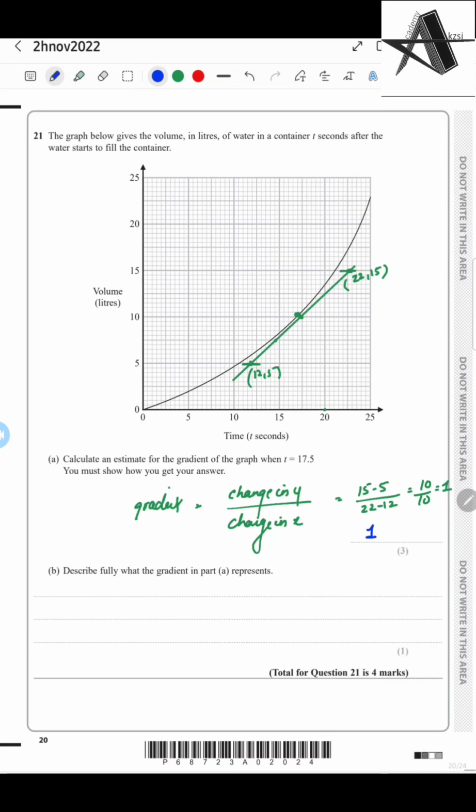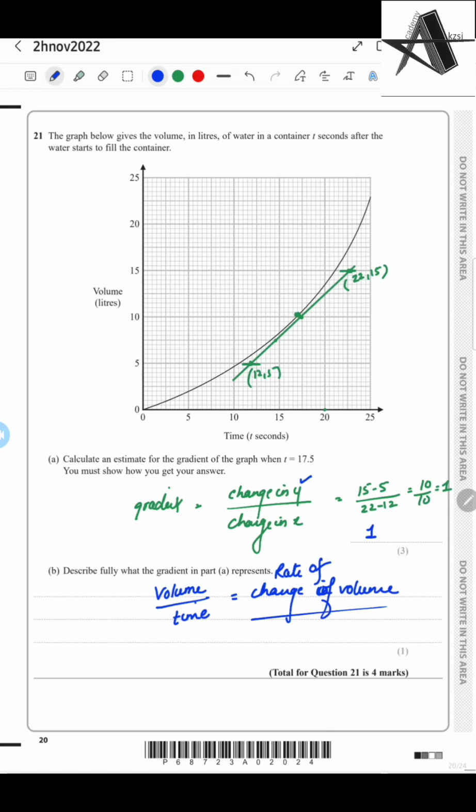Next is: describe fully what the gradient in part A represents. What does the gradient represent? Gradient is change in y over change in x. What's the value on the y-axis? Volume. Volume over what is on the x-axis? Time. So volume over time tells you about change in volume per second. So that means it is the rate of change of volume.